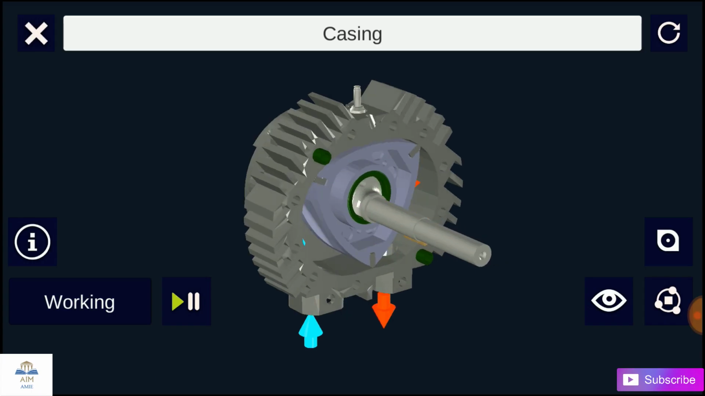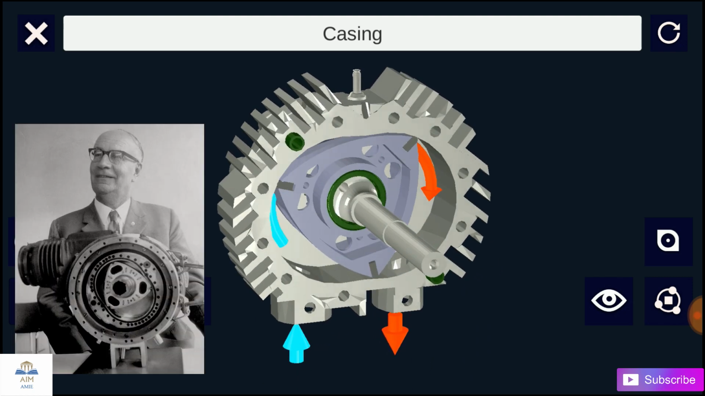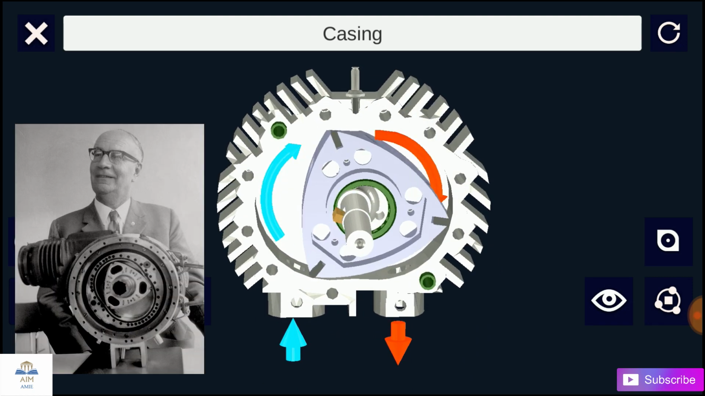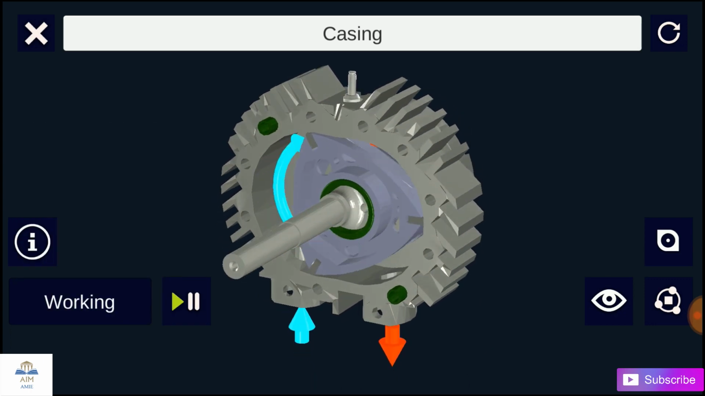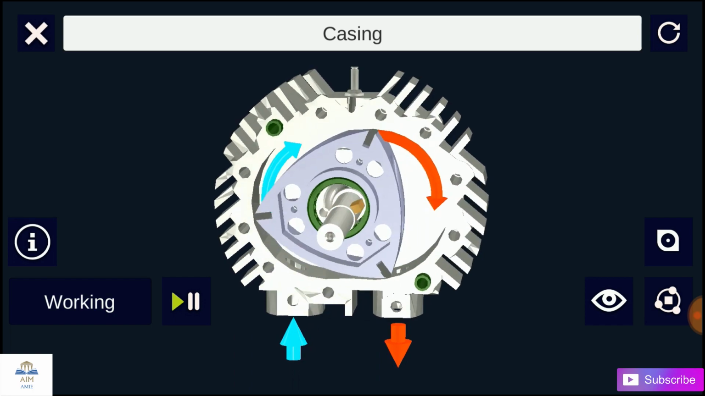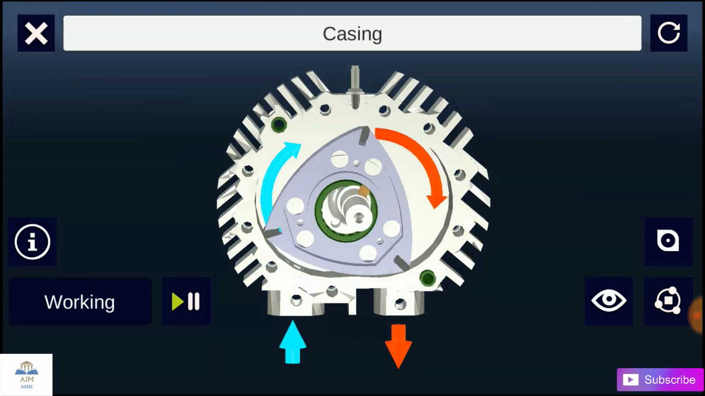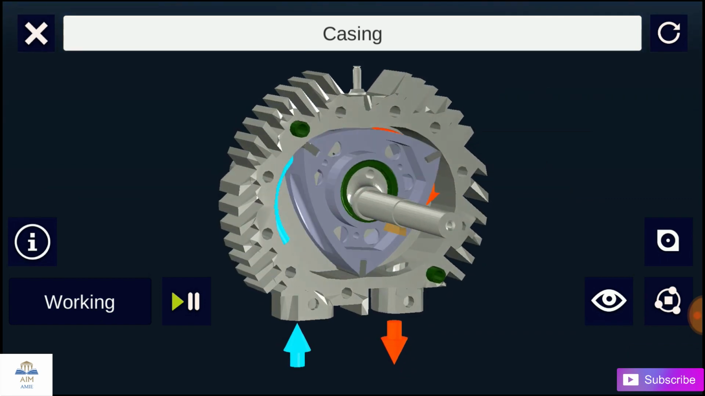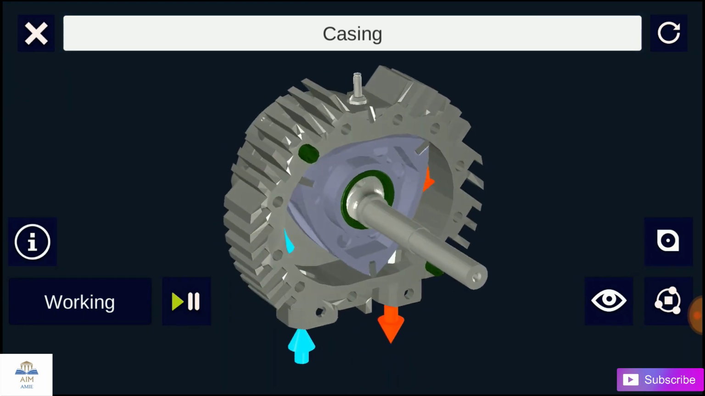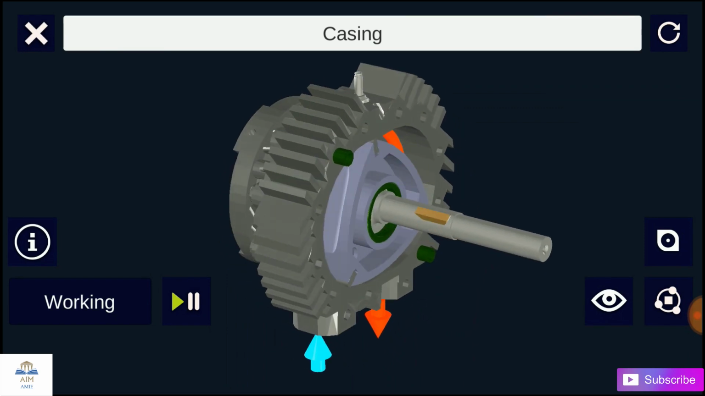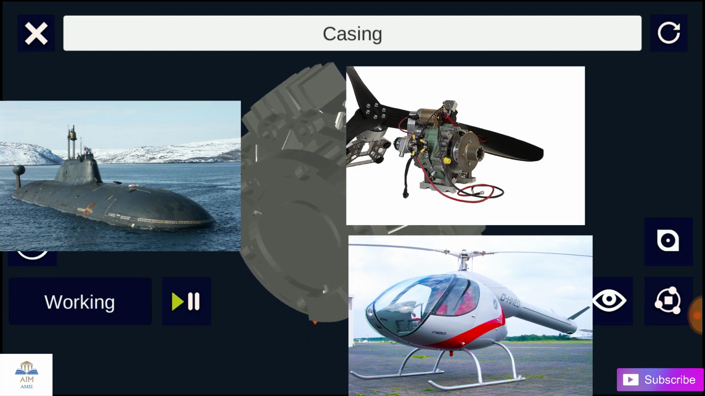The rotary engine is an alternative to the reciprocating engine. It was developed by Wankel in the year 1957. In a rotary type of engine, the pressure force generated by the combustion of fuel is exerted on a rotor. So the rotor revolves and converts the chemical energy of fuel into mechanical energy. This engine is compact and has a high power-to-weight ratio, so it is widely used in submarines and helicopters.